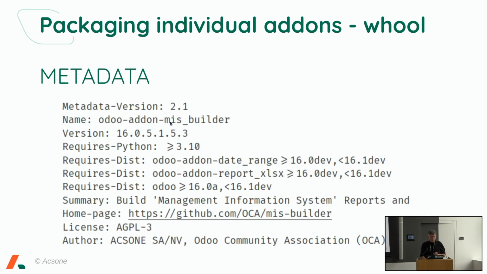The metadata looks like this. You see that the dependencies, MIS Builder is depending on the date range add-on, for instance, so you see it here. And we have version constraints. So if you have an add-on in version 16, its dependencies must be version 16 too, and so on.